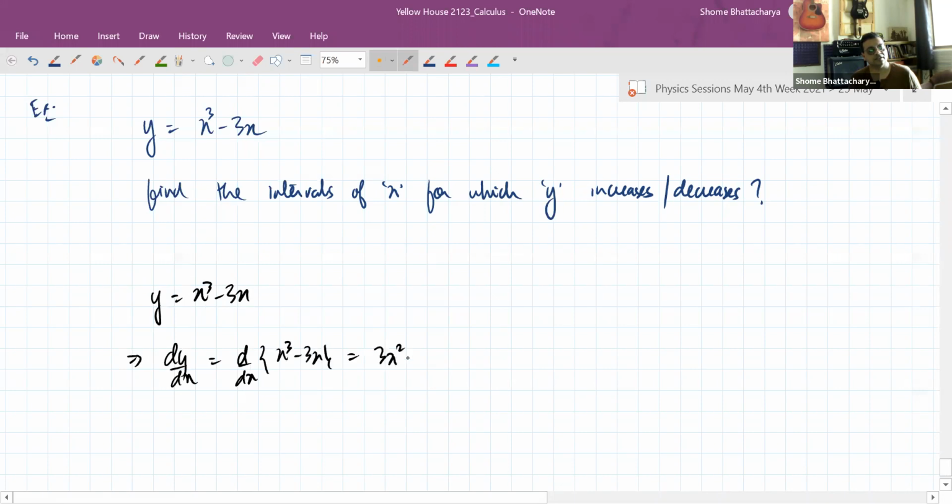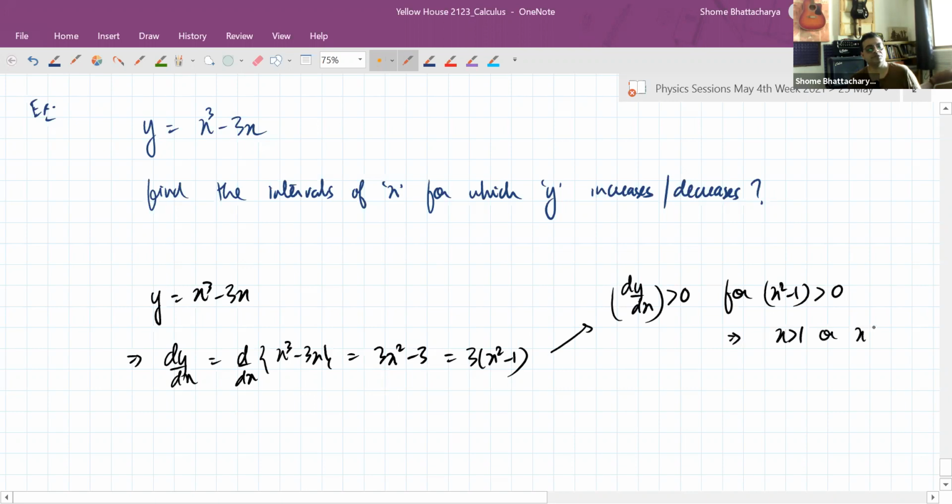So that is 3x square minus 3, or that is 3 into x square minus 1. So you will see from this that the rate of change is positive for x square minus 1 being greater than 0. So that means for x being greater than 1 or x being less than minus 1. Whereas the rate of change is negative for x square minus 1 being less than 0. That means for x square being less than 1.